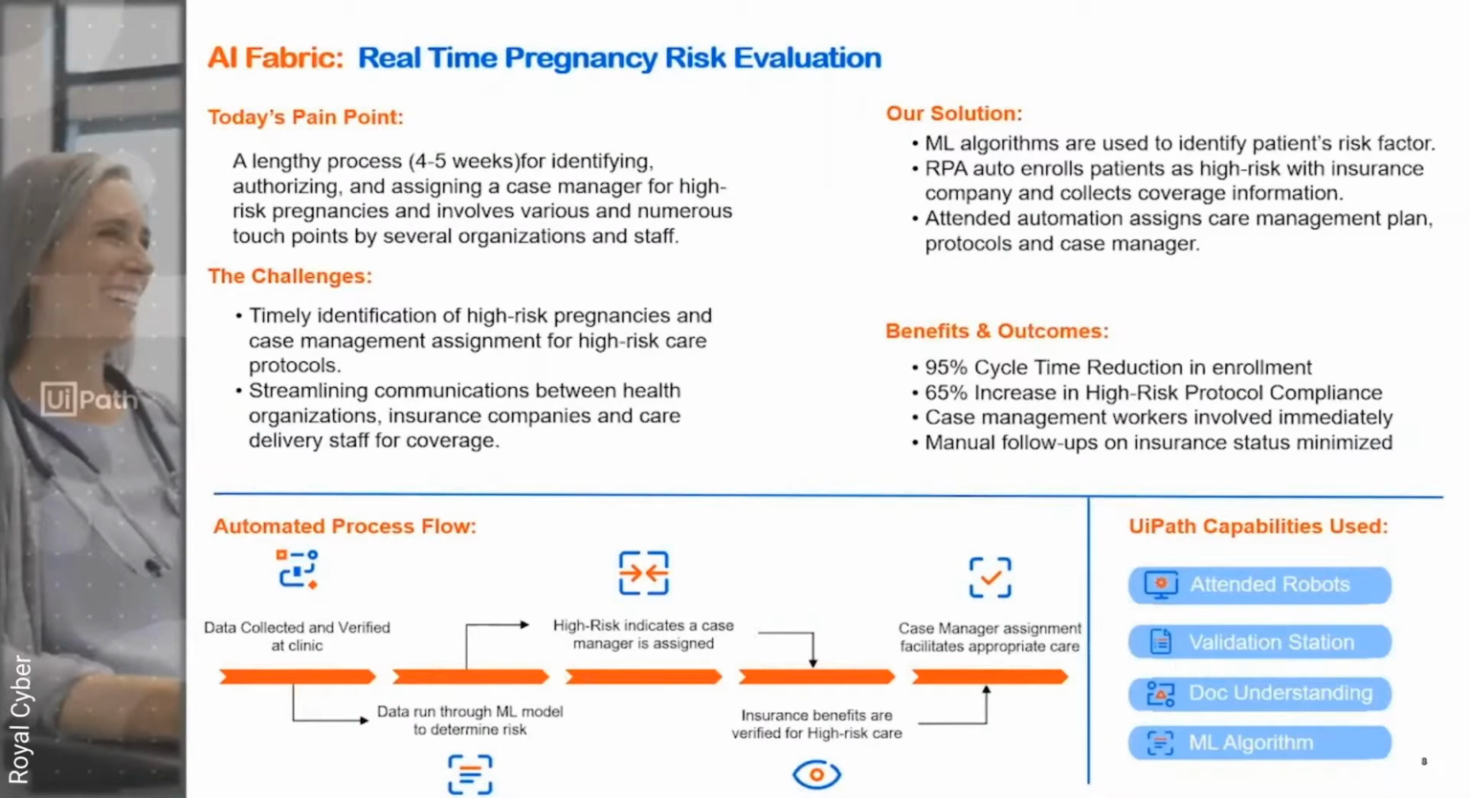The AI fabric is a platform that embeds and executes RPA, document understanding, and pre-built algorithms. The quantitative benefits are 95% reduction in enrollment cycle time and a 65% increase in patient compliance with high-risk protocols. The qualitative benefits are that the patients and case managers are paired early on, and therefore the patient becomes more engaged and compliant with their high-risk protocols. In the end, there are healthier babies. So let's watch this in action.